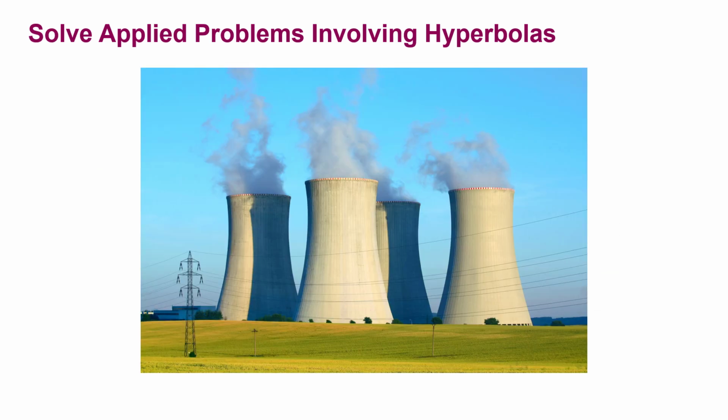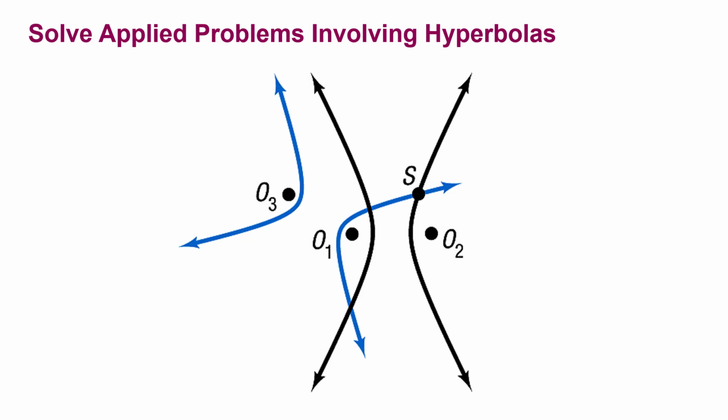Another example is in structural engineering, such as the design of natural draft cooling towers used by power plants, as shown in this image. The cooling towers are in the shape of a hyperboloid, a solid obtained by rotating a hyperbola about its conjugate axis. Hyperbolas are also used in audio detection.